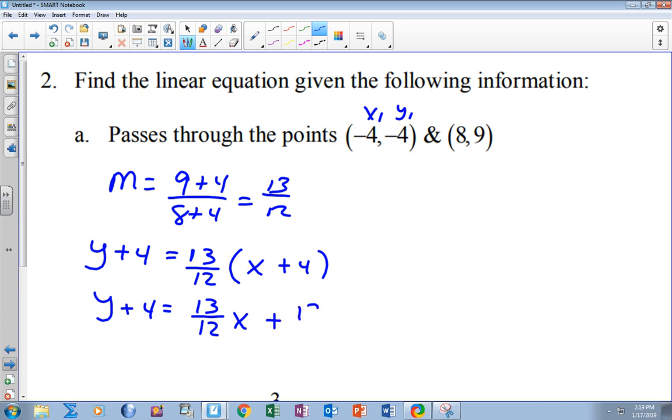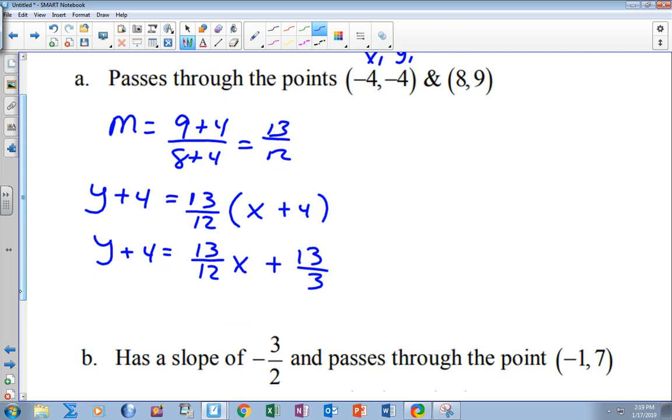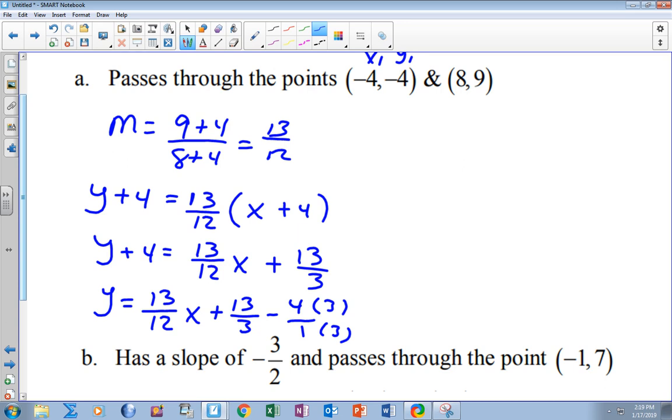Okay, so plus 13/3. And then we're trying to put it in slope-intercept form, so I'm going to subtract 4 from both sides. So you have y equals 13/12 x plus 13/3 minus 4. So remember, when we're subtracting fractions, we have to have a common denominator. So I'm going to multiply both top and bottom by 3. So it'll give me 12/3. So 13 minus 12 is 1. So your final answer would just be y equals 13/12 x minus 1. Oh, plus 1/3.